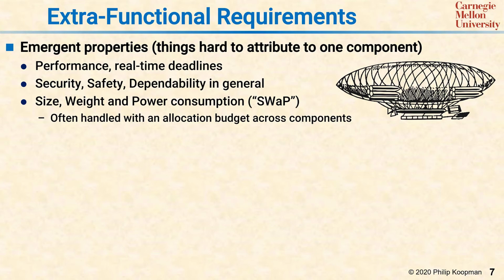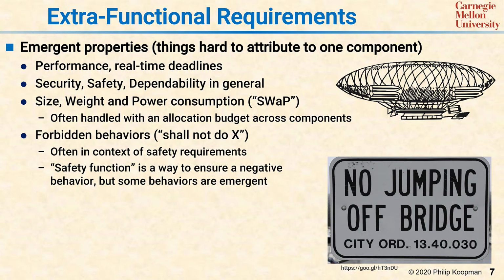There are often forbidden behaviors. The system shall not do something. Well, in general, there's no line of code that prevents you from doing something you're not supposed to do. Rather, that's an emergent property that all the lines of code when put together do not display that behavior. This is often in the context of safety requirements. There is a trick you can use here called a safety function, which monitors for the bad thing happening and then takes a corrective action. But the bad thing trying to happen in the first place is an emergent behavior.